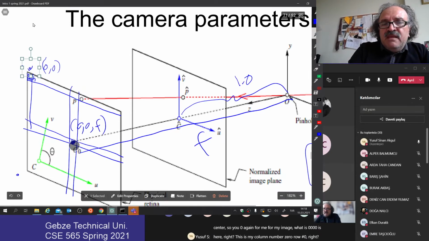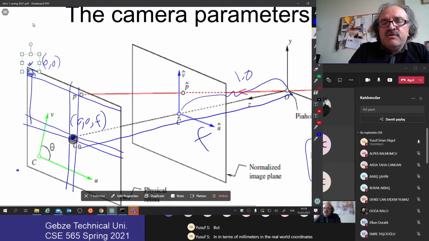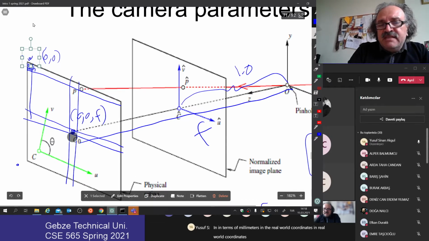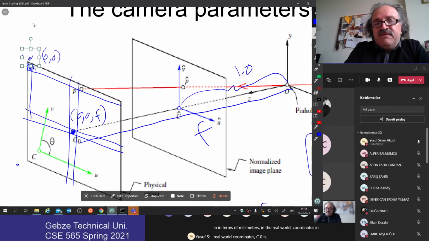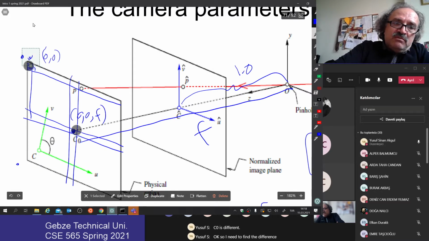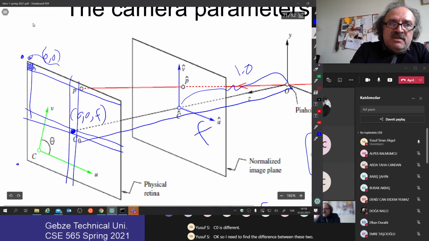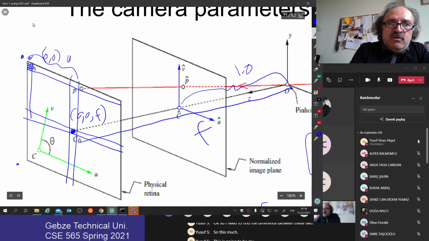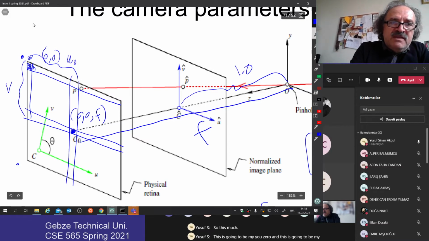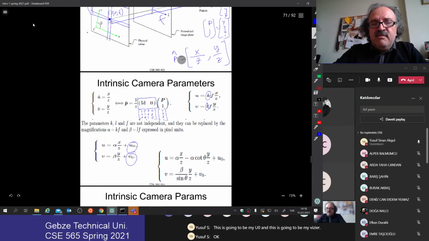But in terms of millimeters, in the real world coordinates, C0 is different. So I need to find the difference between these two. So this much. This is going to be my U0 and this is going to be my V0. That's called the image center, U0 and V0.